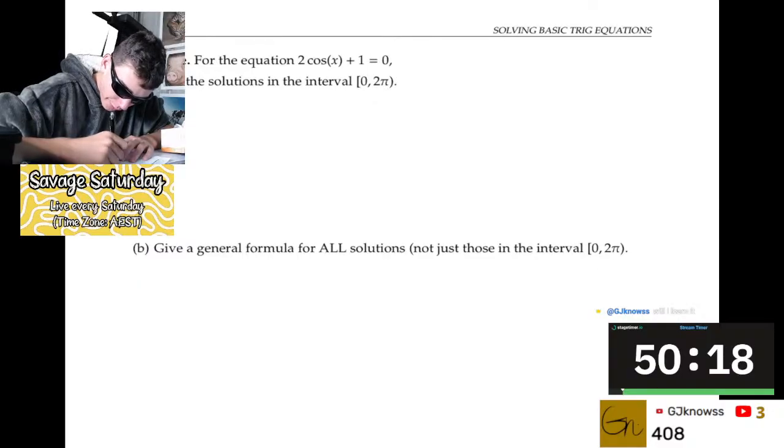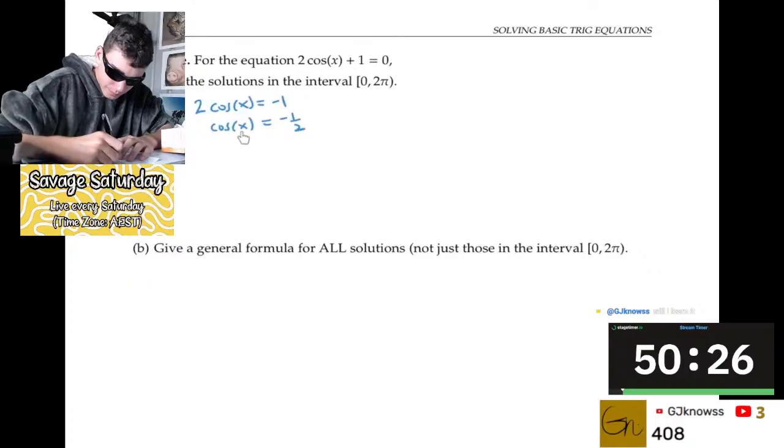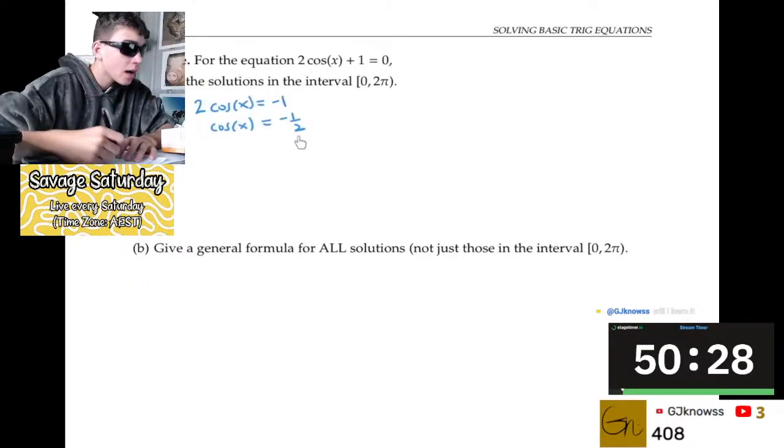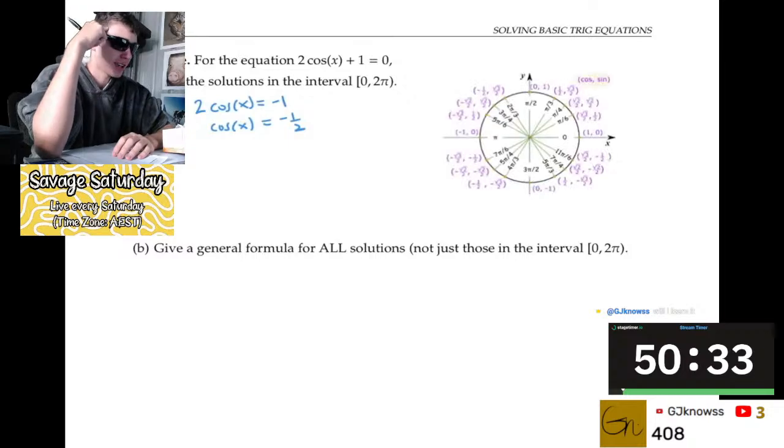Let me start by rewriting this equation to isolate the tricky part, which is cosine of x. So I'm going to write 2 cosine x equals negative 1, and then divide both sides by 2. Now I'm looking for the angles x between 0 and 2 pi whose cosine is negative 1/2. Since negative 1/2 is one of the special values of the unit circle, I can find the answer.